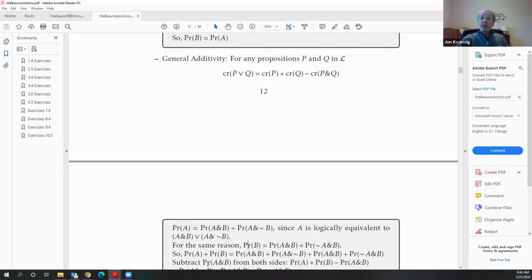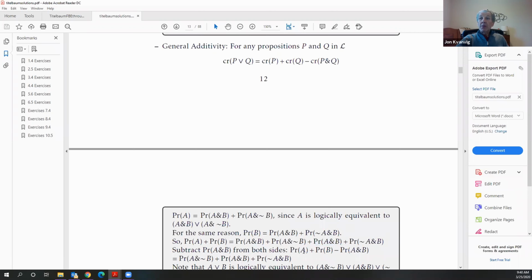Now subtract one of the probabilities of A and B from both sides. Notice it occurs twice on this side. So take one of them away, and then you get that the probability of A plus the probability of B minus the probability of A and B is the sum of these three things.